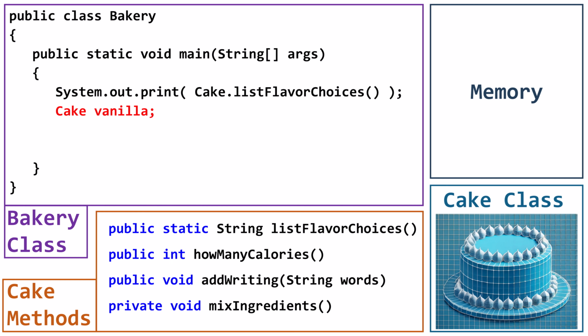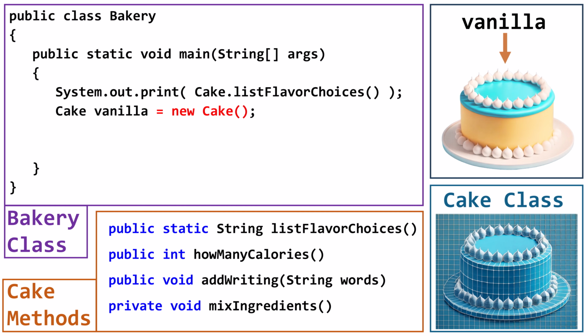We start by creating a variable of type cake and name it vanilla. Since vanilla is a variable of an object type, we will have to have it point at something before we use it. Here, we create a new cake object and have the vanilla variable point to it. In memory, we have the vanilla variable, which points at a cake object. The cake object is an actual cake that we can do things with.